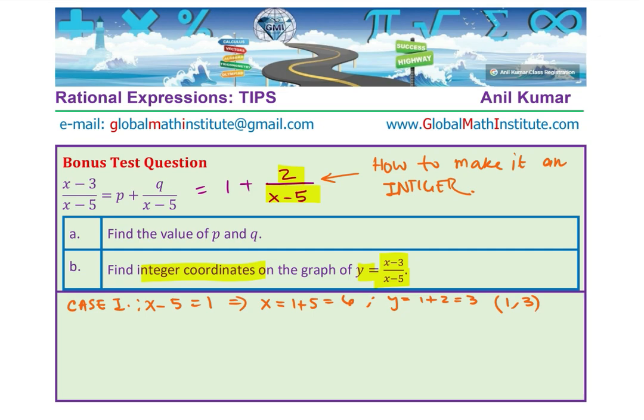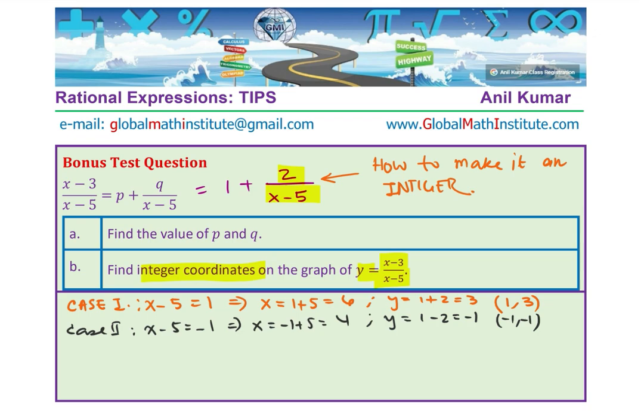Now let's take the second case, when x minus 5 could also be minus 1, right? So in that case, x will be minus 1 plus 5, or you can say plus 4. So in that case, y will be 1 minus 2, right, which is minus 1. And so we get 4, minus 1 as one of our points.